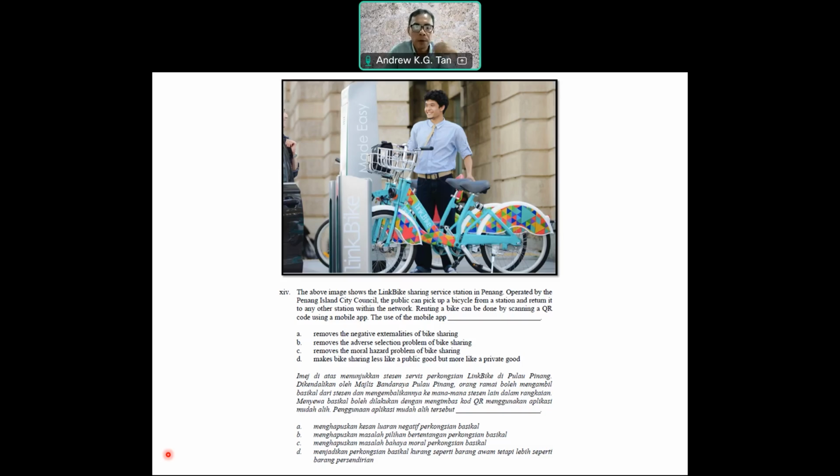Does it A, remove the negative externality of bike sharing? B, remove the adverse selection problem of bike sharing? C, remove the moral hazard problem of bike sharing? Or D, make bike sharing less like a public good but more like a private good? Because you have to scan a QR code using a mobile app, you might have to pay for it. So it makes bike sharing less like a public good, but more like a private good. D.